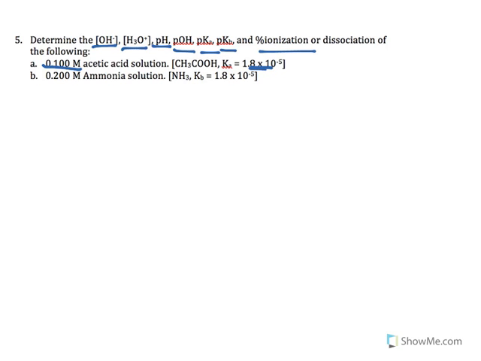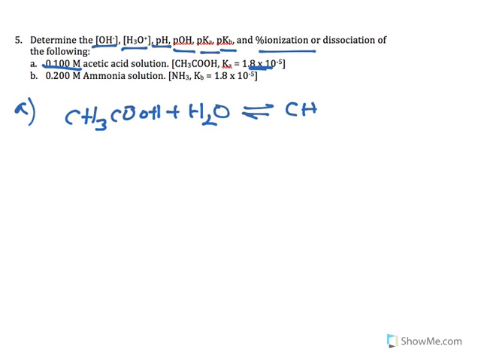Now, since we're dealing with a weak acid, acetic acid, we are going to use the ICE table approach. So first we have our acetic acid. Acetic acid in water will dissociate into CH3COO- and H3O+.